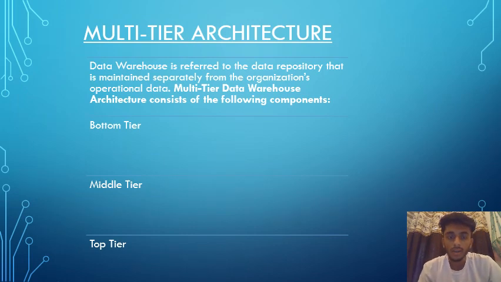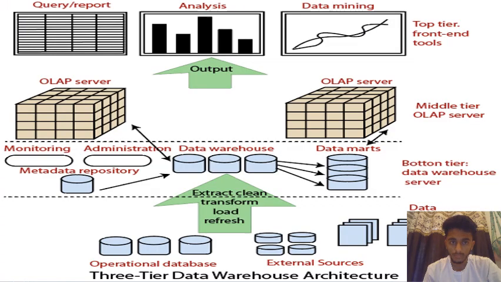Multi-tier architecture. A data warehouse is referred to as a data repository that is maintained separately from an organization's operational data. Multi-tier data warehouse architecture consists of the following components: bottom tier, top tier, and middle tier. Let's understand all the three tiers one by one. This is a diagram of three-tier data warehouse architecture. It is also called three-tier data warehouse architecture. Let's understand it one by one.